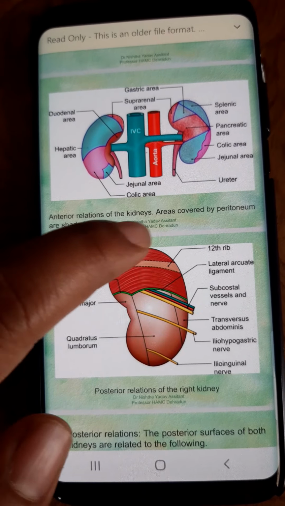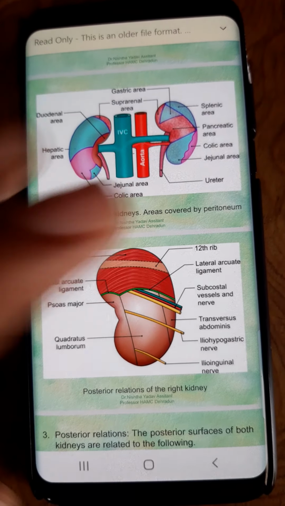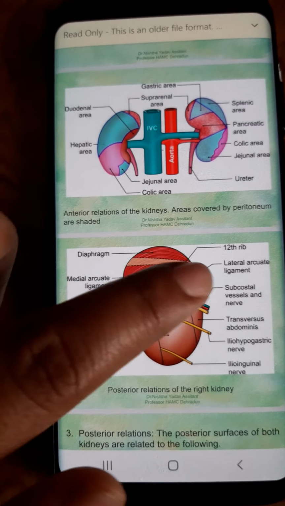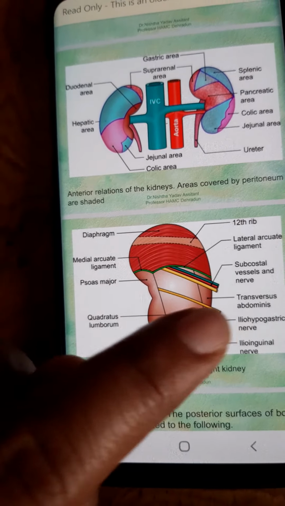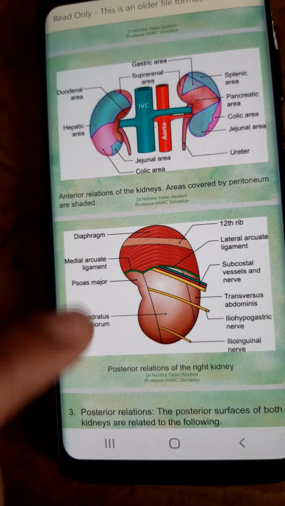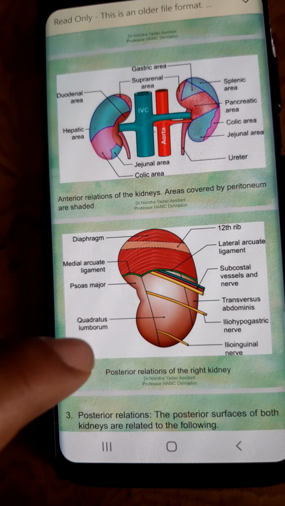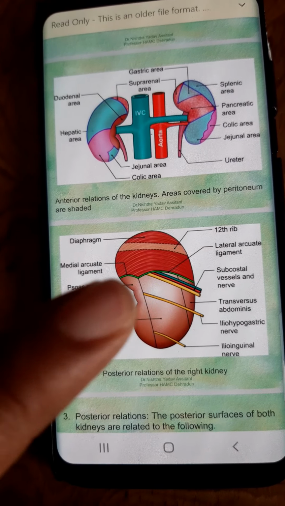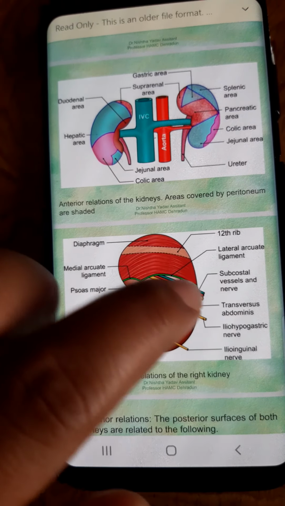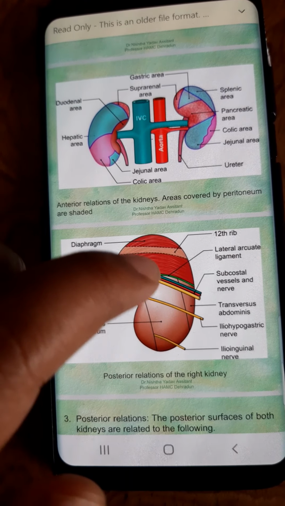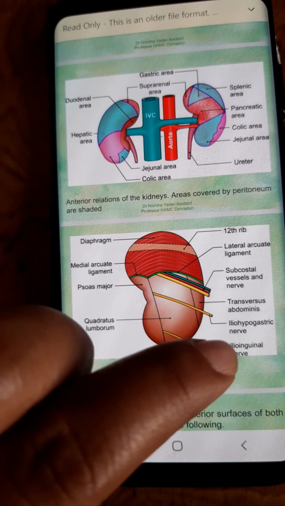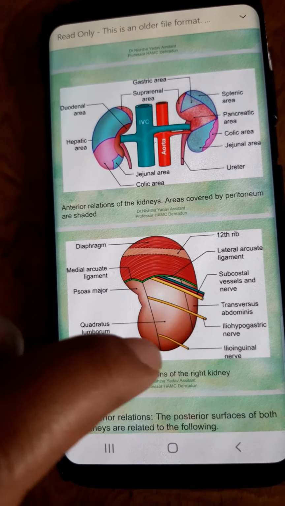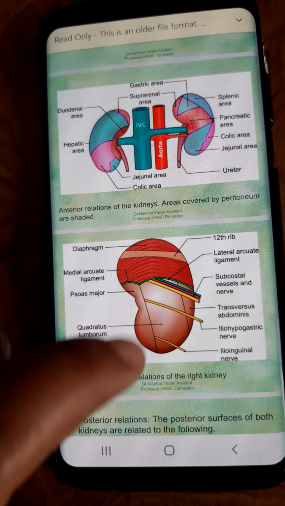The posterior relations are also the same in both the kidneys. On the posterior side, these structures are there: the diaphragm, the medial and the lateral arcuate ligament, three muscles: transversus abdominis, psoas major, quadratus lumborum. Psoas major and quadratus lumborum are muscles of the posterior abdominal wall. Some subcostal vessels, which are the vessels below the last rib. Some nerves: iliohypogastric nerve and ilioinguinal nerve are related to the posterior side of the kidney.